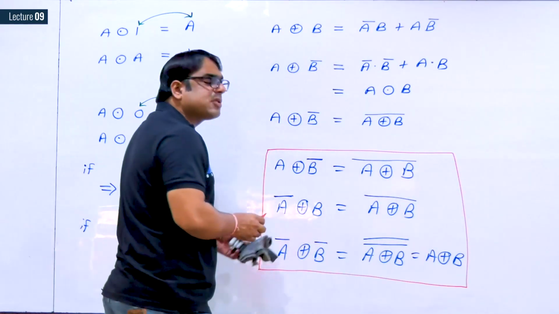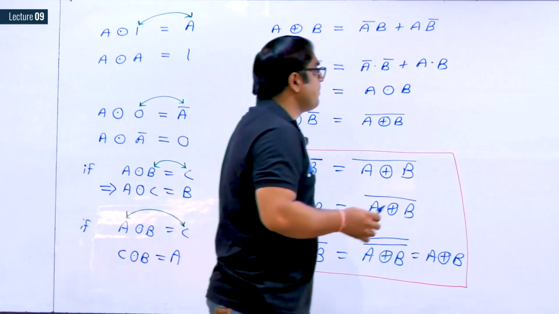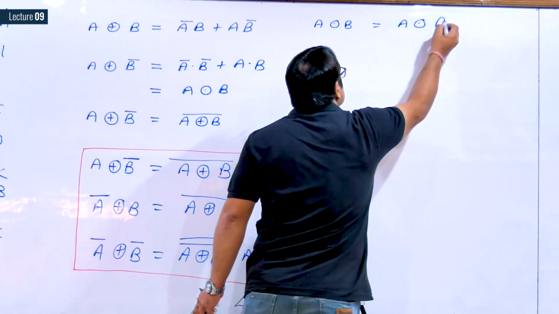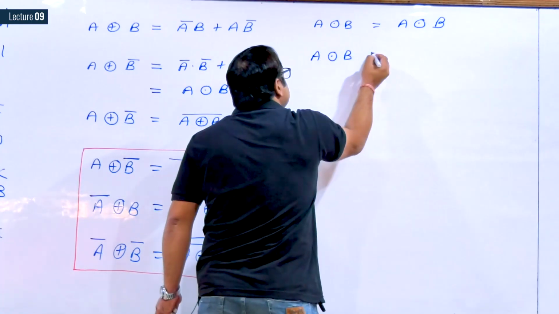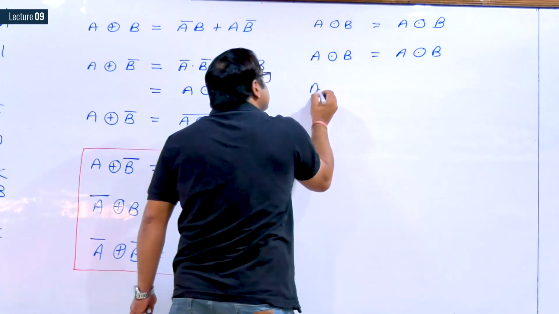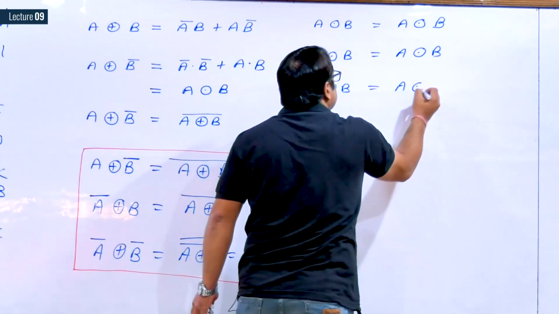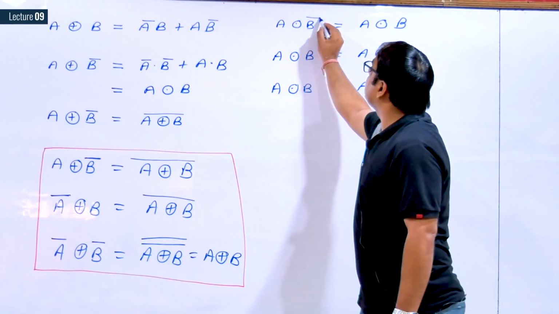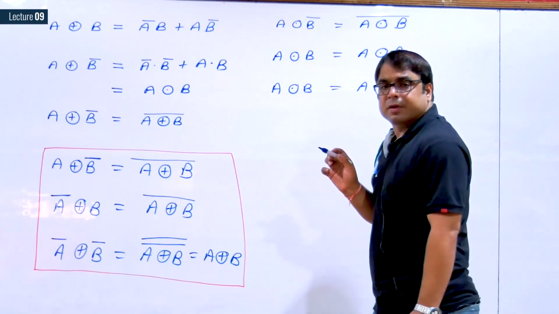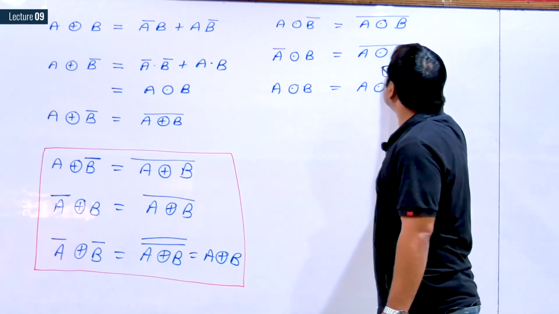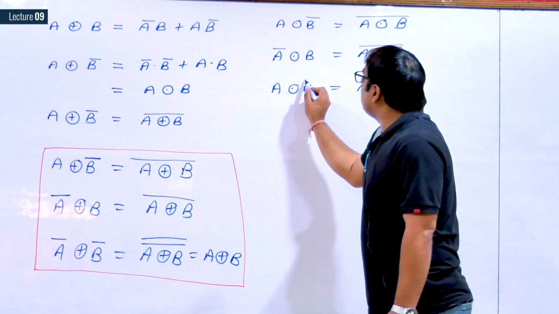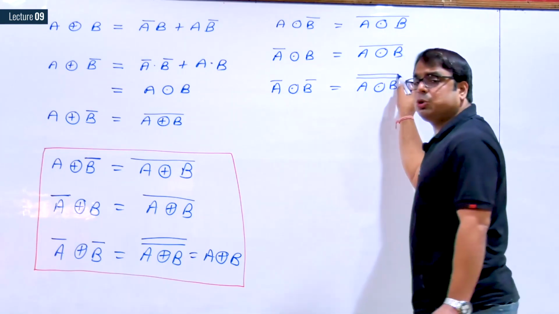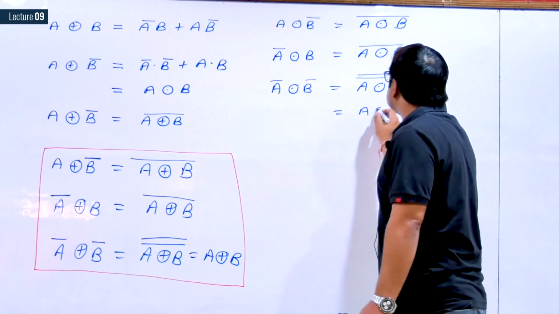Same thing happens with XNOR gate also. A XNOR B is equal to A XNOR B. Now see what we are saying. Complement any one of the inputs, the whole function gets complemented. Complement both the inputs individually, the whole function will be complemented two times and this will get cancelled.